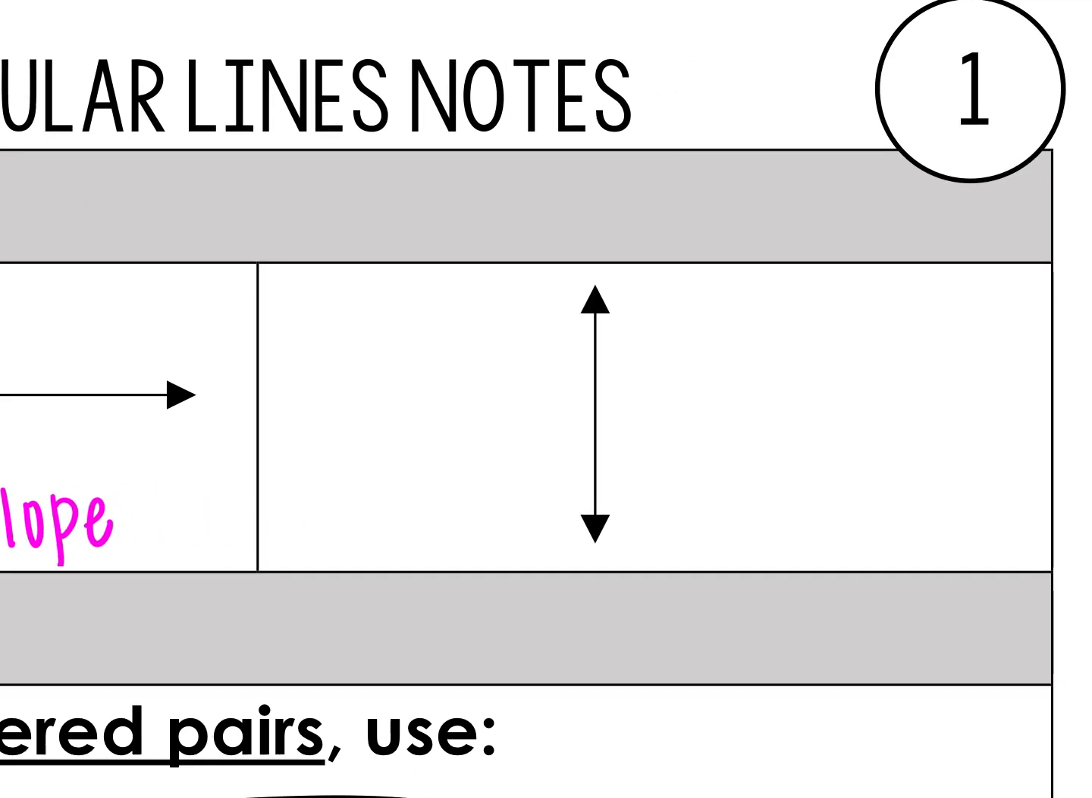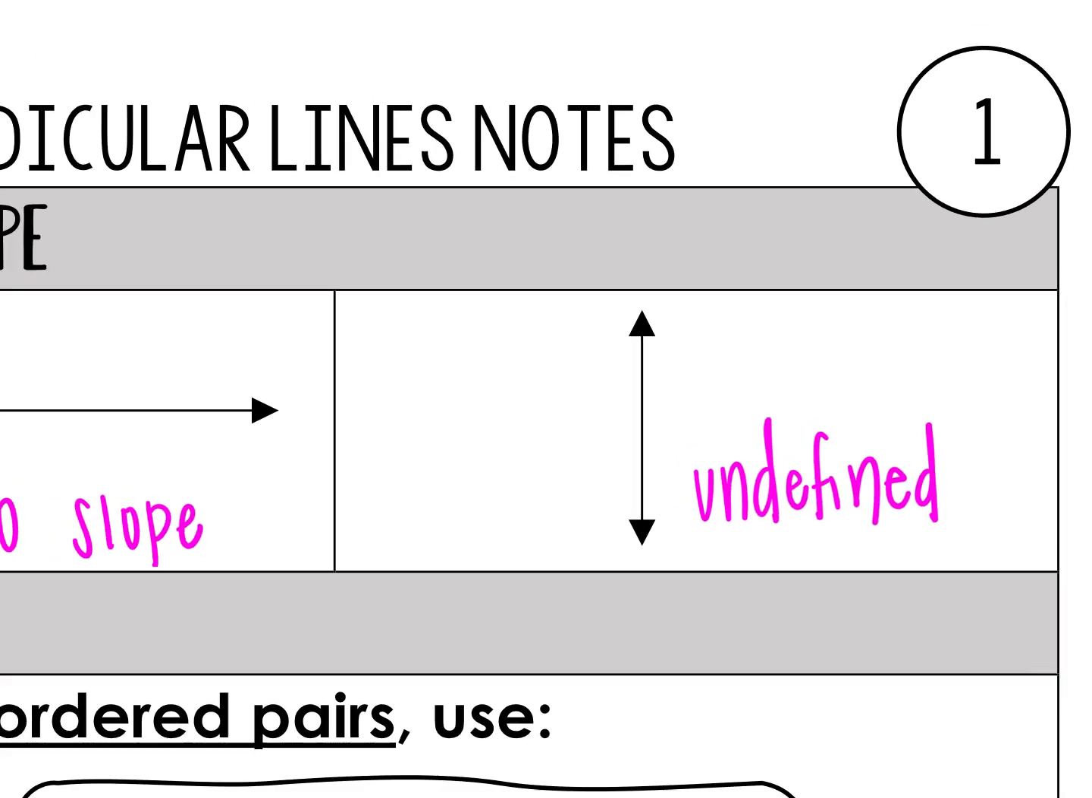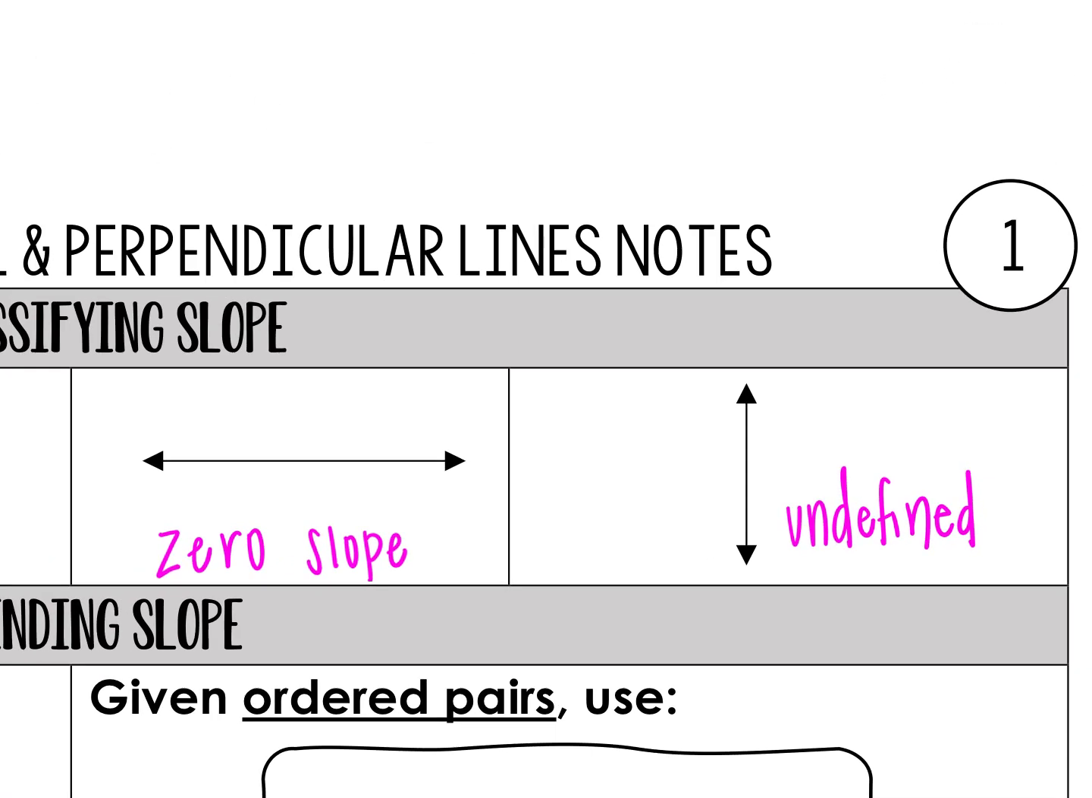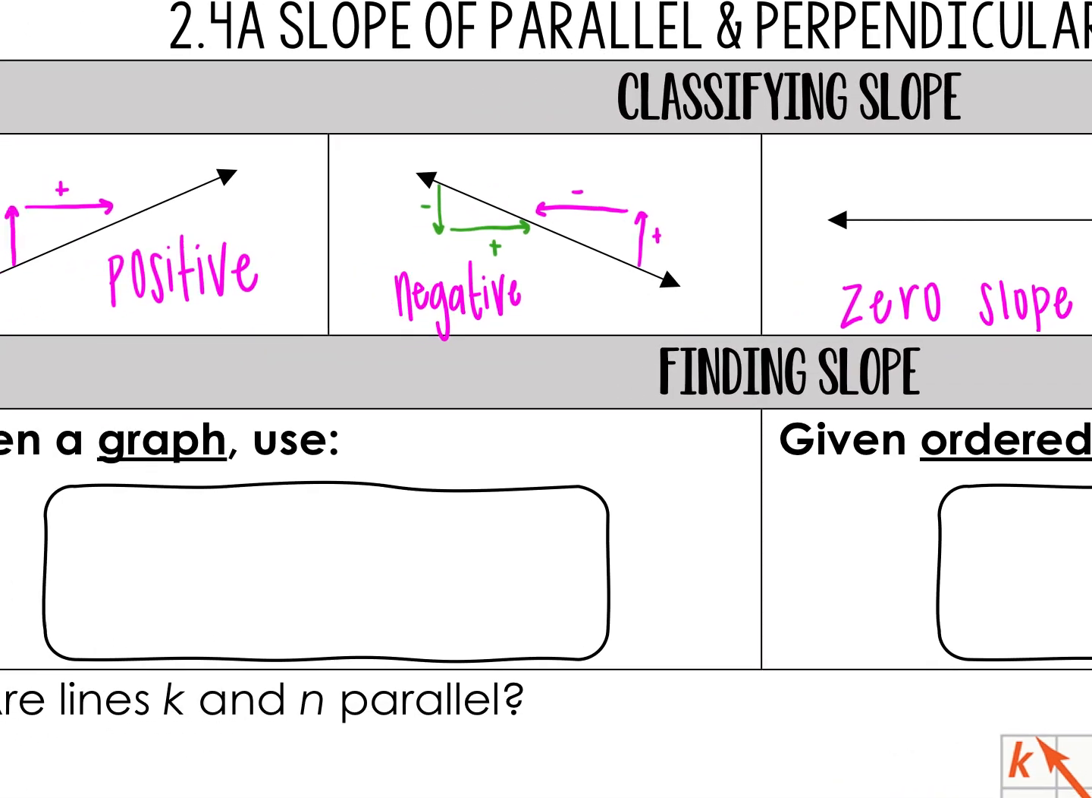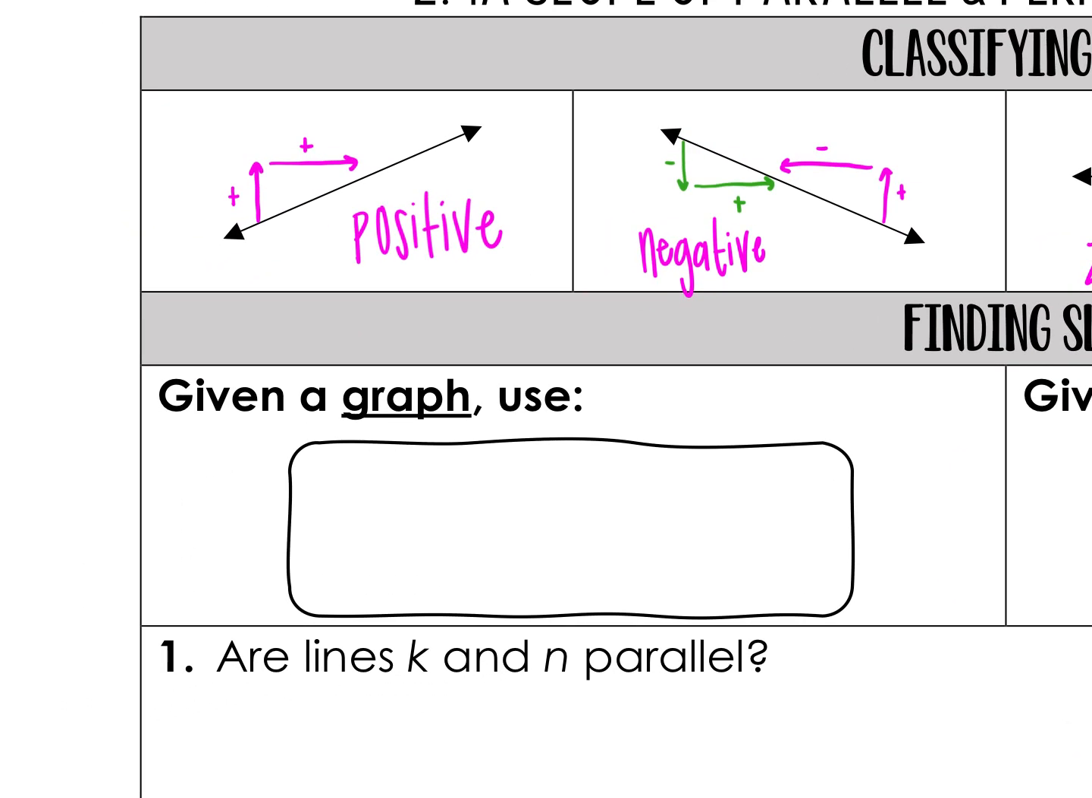And then if it's completely vertical, completely up and down, we call this kind of slope undefined. So those are your two unique cases. Completely horizontal is zero slope, completely vertical is undefined. In order to determine if lines are parallel or perpendicular, you need to be able to find the slope when you're either given the graph of a line or given 2 points that are on the line.